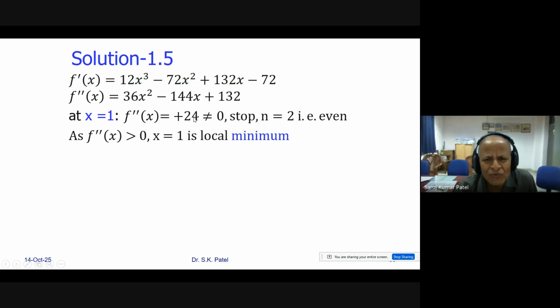Since 24 is non-zero, we stop here. We are getting a non-zero value, this 24, at the second order derivative. So n will be equal to 2. That is even. Even means either it is a maximum or minimum. Since this non-zero value 24 is a positive value, this f of x will be minimum at x is equal to 1. Understood?